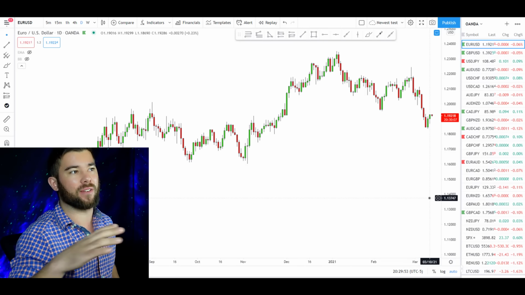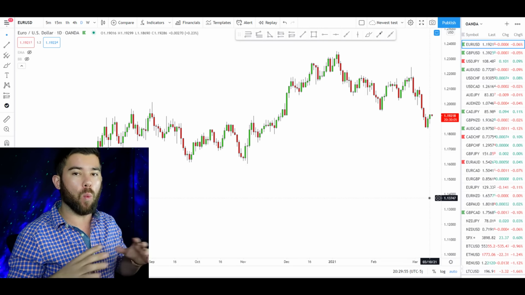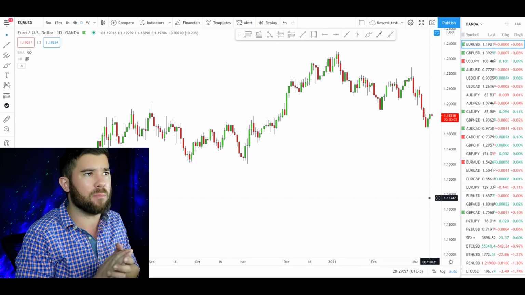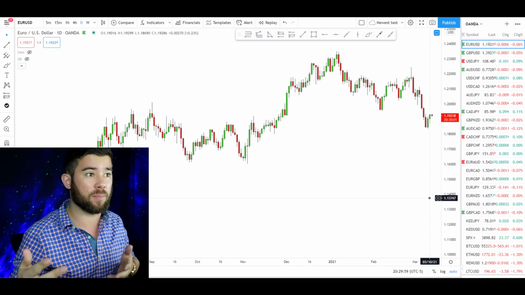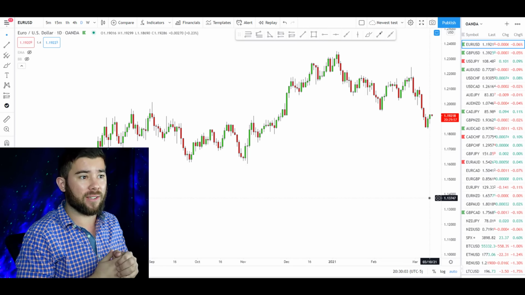So the foundation of technical analysis, no matter what market you're trading in, whether that be forex, stocks, crypto, the foundation of technical analysis in every market are these candlestick charts. But before we can understand this full candlestick chart, first you need to understand what a single candlestick represents. So let's do that now.